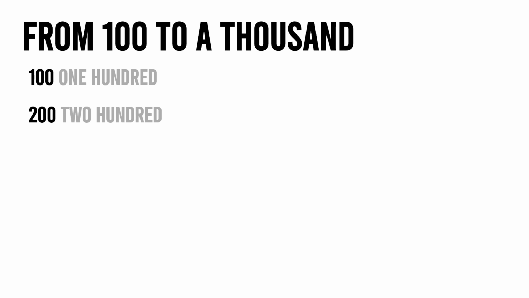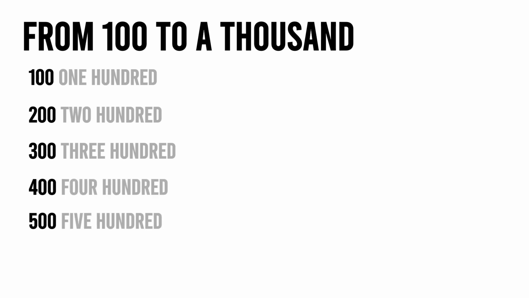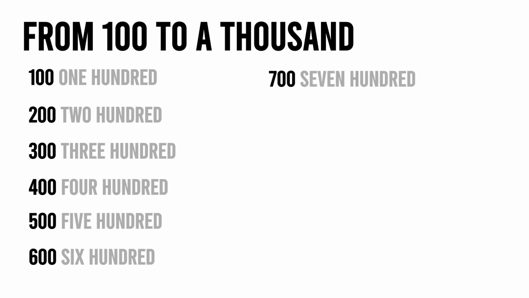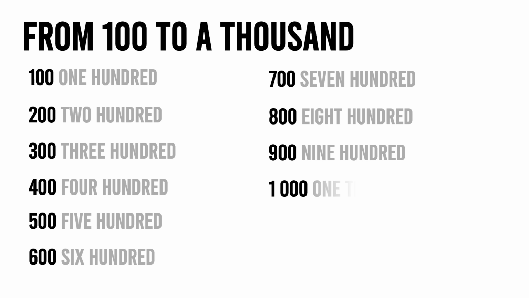The same goes for the other hundreds. Between 200 and 300, we have all the numbers up to 299, and so on. In the end, we arrive at 1000. So here after 300, we have 400, 500, 600, 700, 800, 900, and finally 1000.